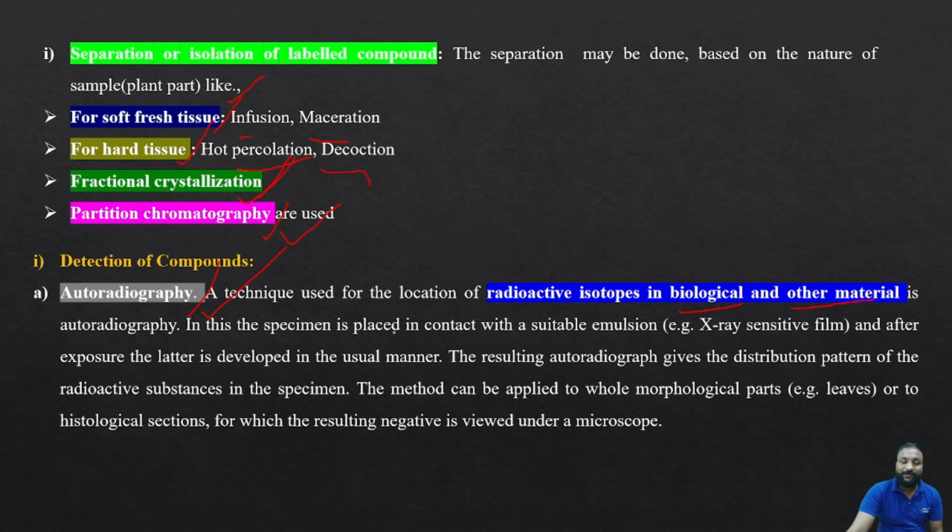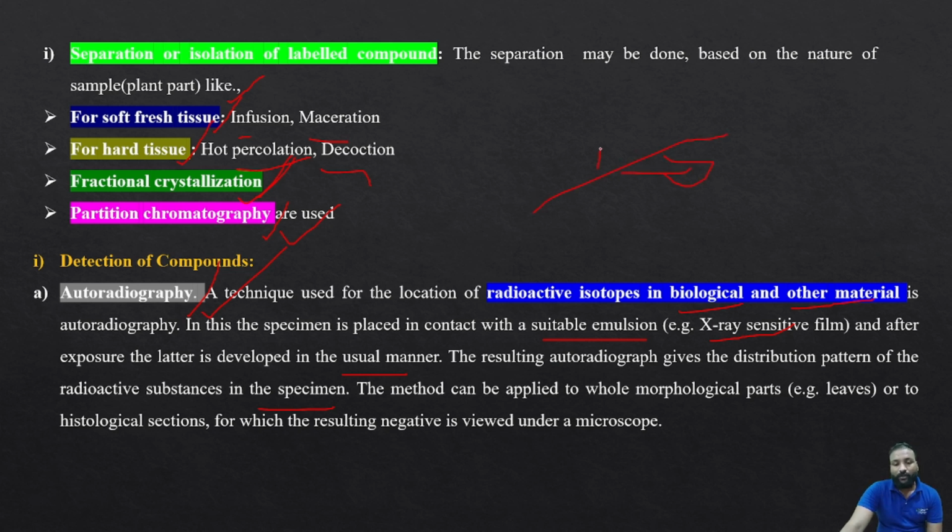In autoradiography, the specimen is placed in contact with a suitable emulsion, nothing but X-ray sensitive film. After exposure, the film is developed in the usual manner, and the resulting autoradiograph gives a distribution pattern of radioactive substance in the specimen. This method can be applied for all morphological plants or histological sections. The resulting negative is used under a microscope.